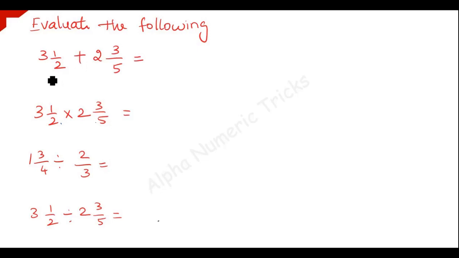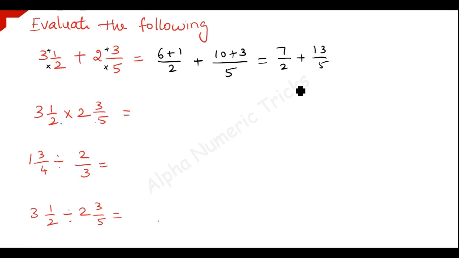Evaluate the following fractions. Here we have 3 1/2 plus 2 3/5. How we can evaluate this is you have to multiply these terms: 3 times 2 is 6, and you have to add this with 1, so 6 plus 1 over 2, plus here you have to multiply 2 times 5 is 10, and you have to add this with 3, so 10 plus 3 over 5. This is 7 over 2 plus 13 over 5.